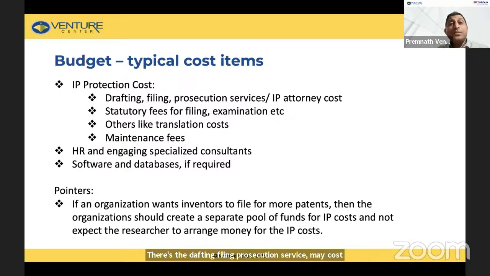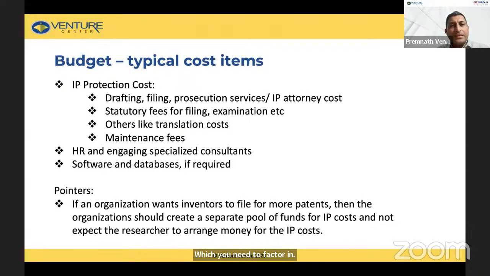So you must keep in mind that if you could file yourself with statutory fees, it's still possible. It's not that it's not possible. You may not do the best job, but it's possible to file it at fairly low cost. And there can be other costs like translation costs, and maintenance fees come up later after grant, and maintenance fees are typically large and keep increasing as the patent keeps getting older and older and you hold on to it. So these are some costs to keep in mind. Of course, the human resource cost and also engaging specialized consultants is a cost, but also software and databases as required, right? Which you need to factor in.